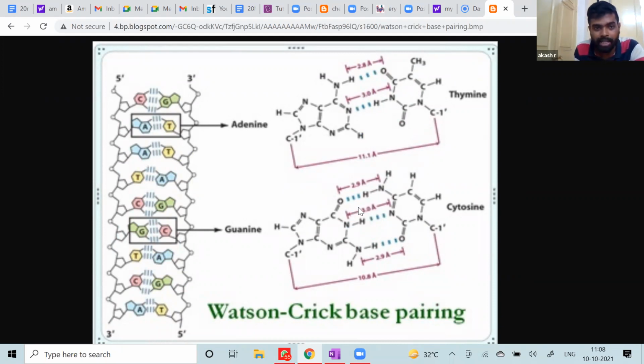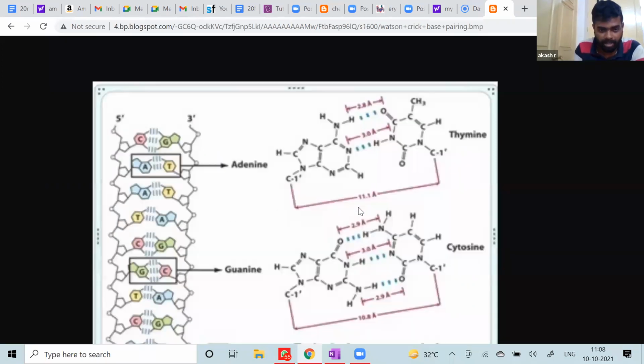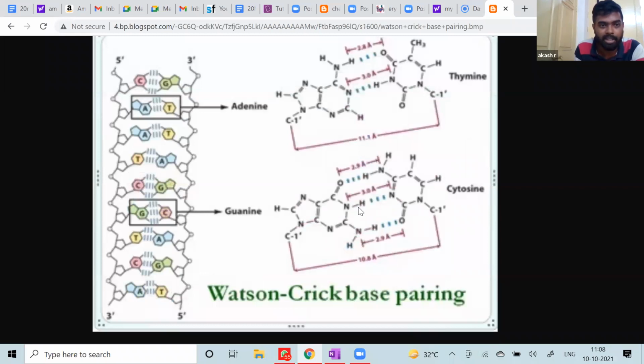Now these 2 helixes are interacting because of hydrogen bonding. This is one separate helix. This is another separate helix. Now you see C and G have 3 hydrogen bonds, A and T have 2 hydrogen bonds. Like this, you can easily have the 2 helixes interacting with each other, making it a double helix.